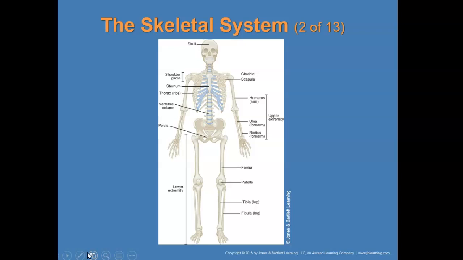We have your lower extremity. The big bone is the femur, the knee bone is your patella, and then you have a tibia, which is considered your shin bone, and the fibula, which is considered your thigh bone. Not thigh, I'm sorry, calf.